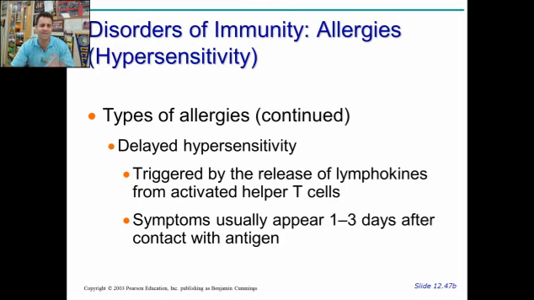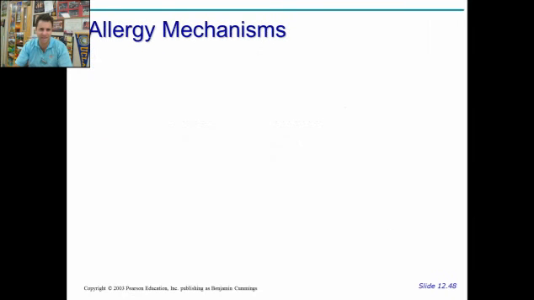Types of allergies. That was immediate hypersensitivity. You can also have delayed hypersensitivity, which is triggered from the release of lymphokines, a type of chemical that comes from helper T cells. This is not the immediate type of thing where you think of allergens like bees or pollen or whatever. This usually happens 1 to 3 days after contact with the antigen. And the problem is that we don't really know what the antigen was, because it's so far after the exposure that you get the response that you don't know exactly what caused it. It's often difficult to determine with delayed hypersensitivity.